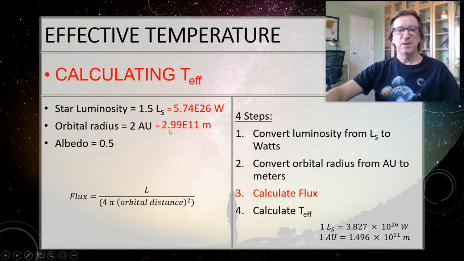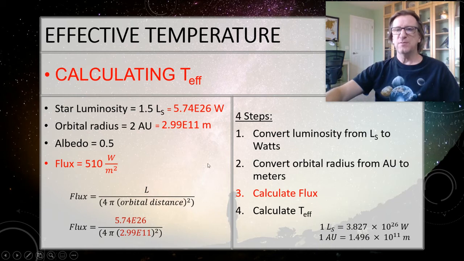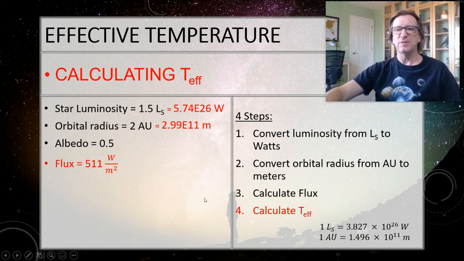Okay, back? All right, so plugging in those numbers then, the 5.74 E26 goes here, the 2.99 E11 goes here. Multiply all that out, and you get that the flux is about 510, 511, depending upon where you're rounding off. I think it actually comes out closer to 511. All right? So if you're getting 510, 511, you're going to be fine. Yeah, I've got 511 on that slide.